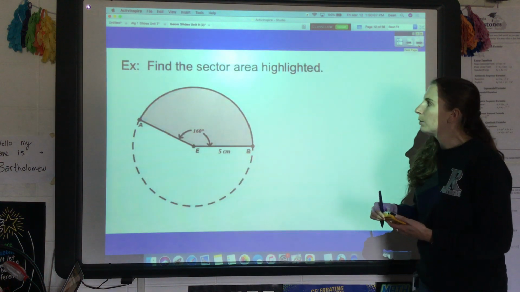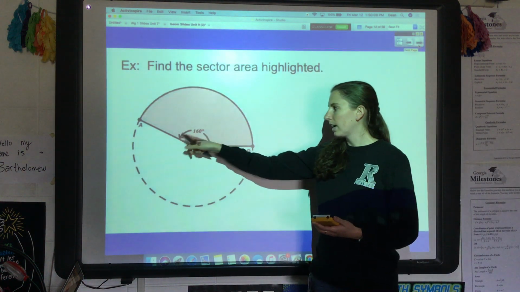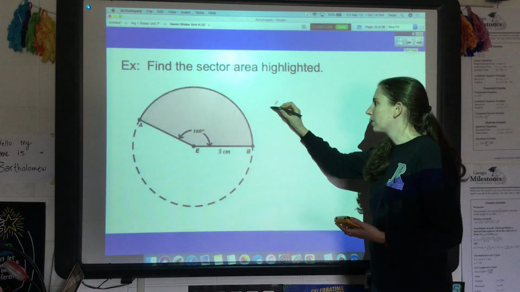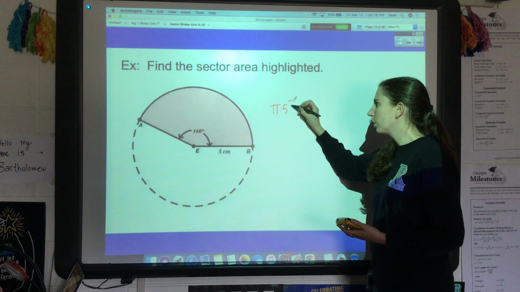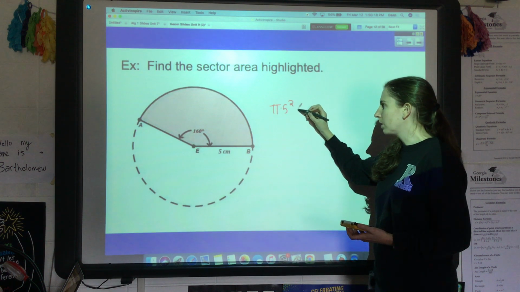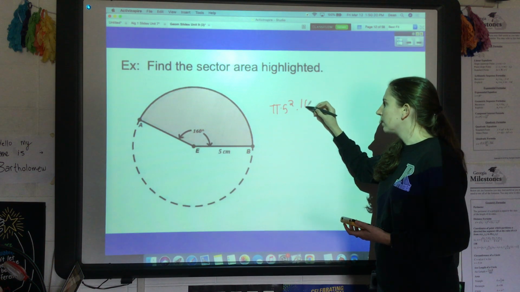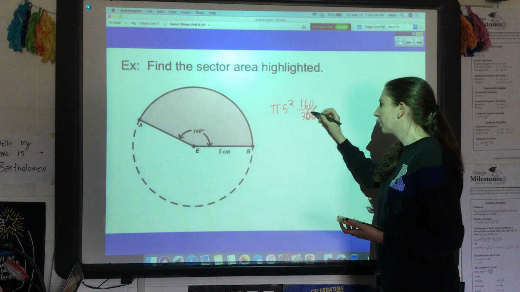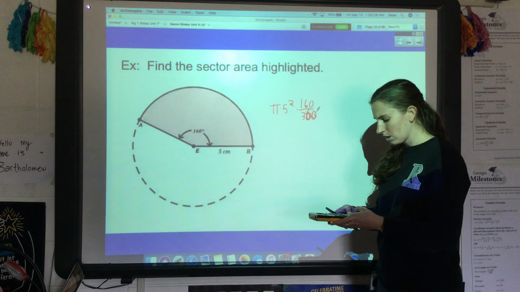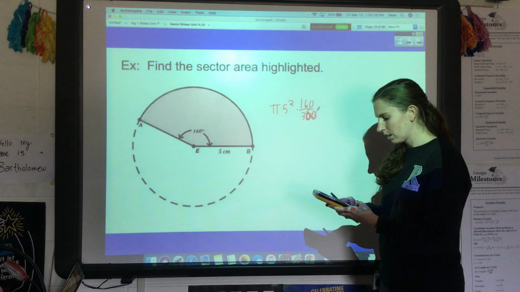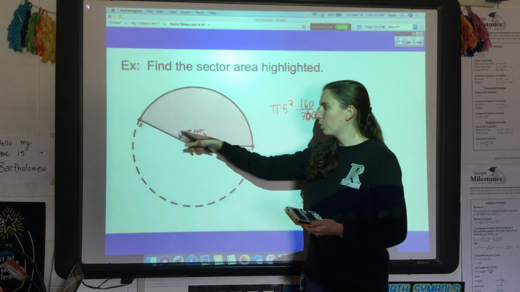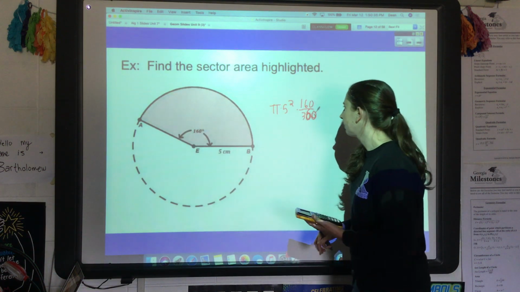All right, this time I want to find the sector area highlighted here. It's got the same radius, so it's still going to be pi r squared, but this time we're going to multiply it by 160 out of 360. This time I'm going to do this separately. What is 160 out of 360? That is 4/9. So this is 4/9 of the entire circle.